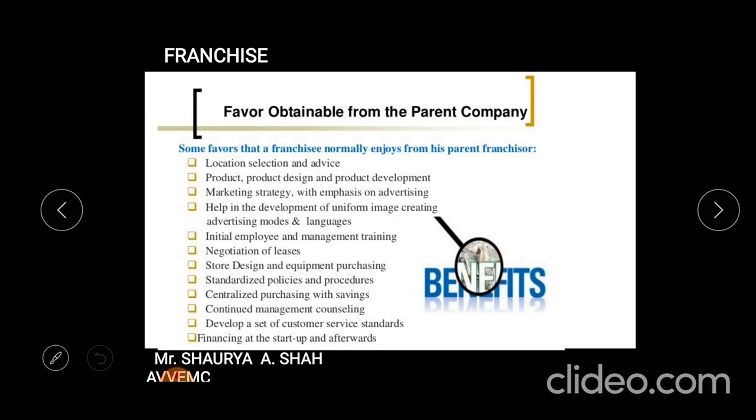Second is your product design and product development, right? So which products to be sold, how the product is designed and how the product will be developed, each and everything is provided by the parent company.